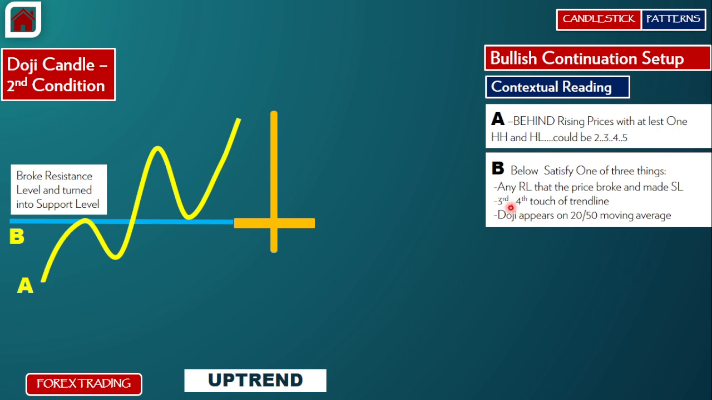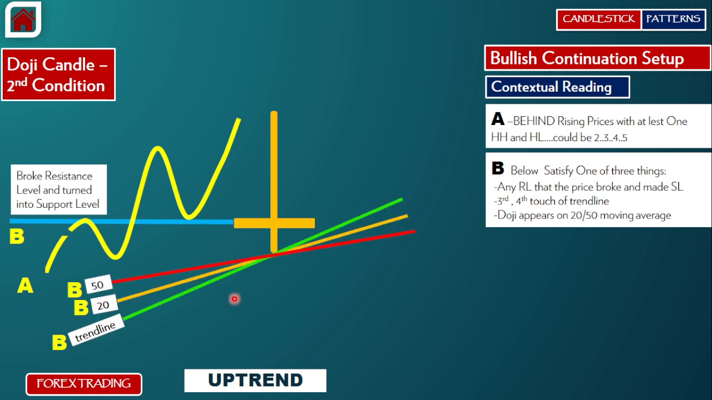And the second one is third or fourth touch of trend line, and the third one, Doji appears on 20 or 50 moving average. So now let's look at it. Okay, so this shows us that this doji candle appears on some trend line. It could be a third or fourth touch, or the doji appears on a 20 or 50 moving average. So this is how we do our analysis of the candlestick, what is below the candlestick signal.